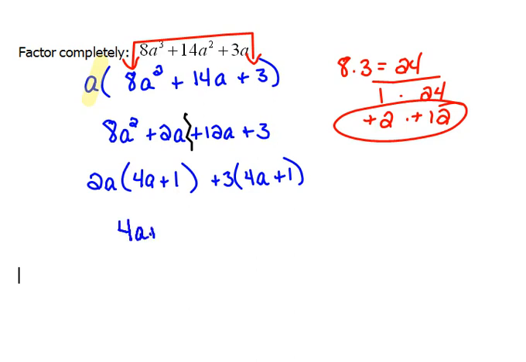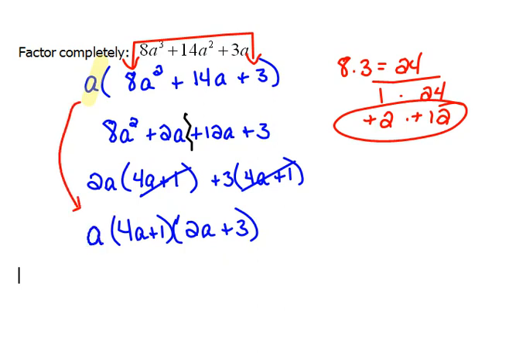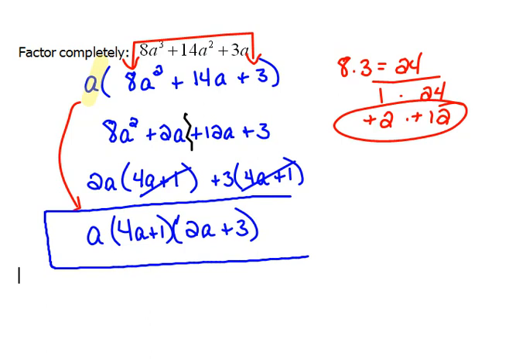Now that we have the 4a plus 1 as a common binomial factor, we're left with our other factor being 2a plus 3. Now don't forget, whatever you do, that you already factored something out to begin with, so we have to add it there for our answer. So our final answer actually has 3 factors this time.